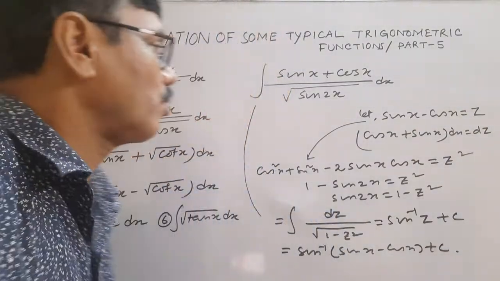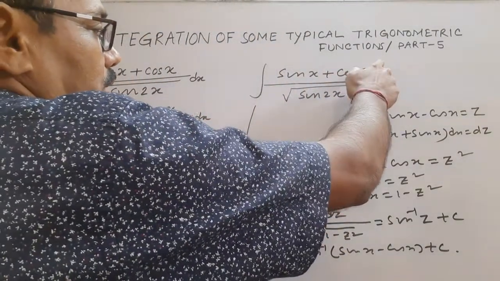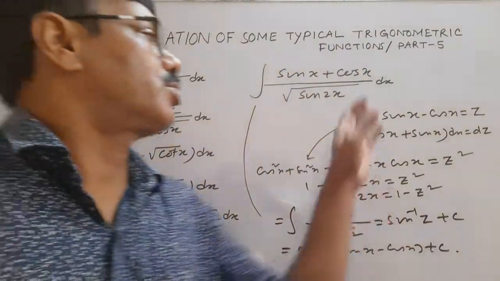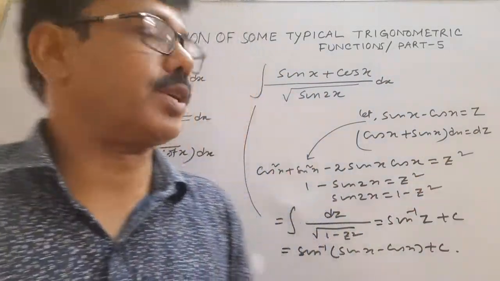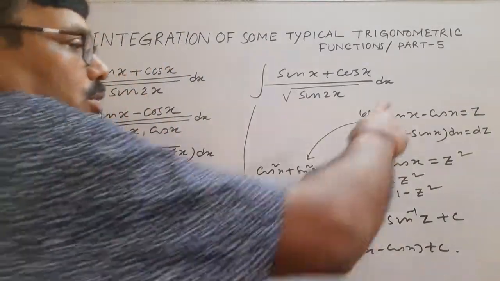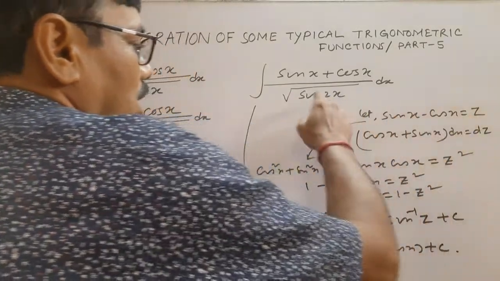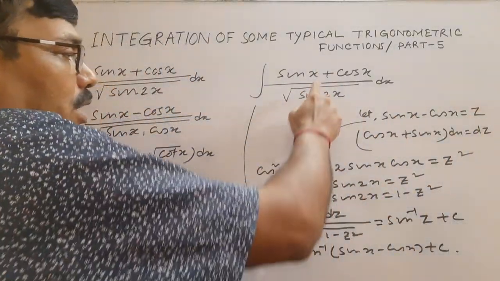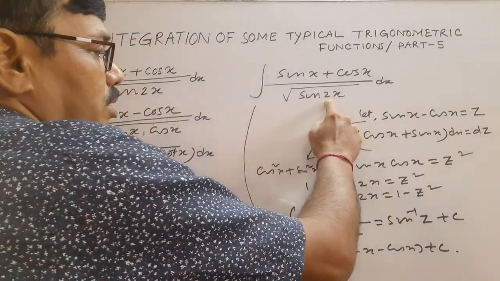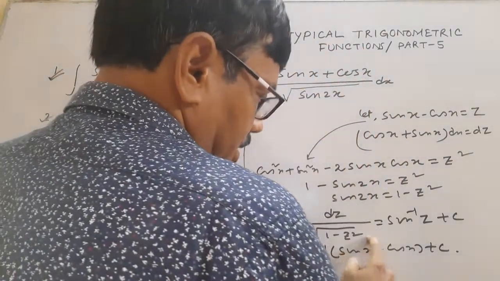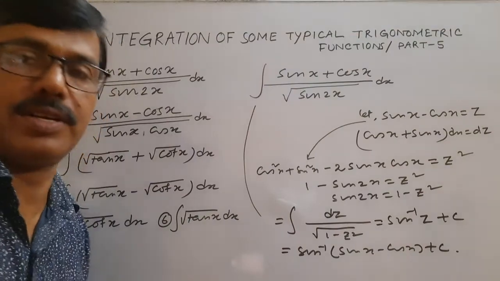Look, sin x plus cos x, our main aim is to get sin x plus cos x. So we are putting sin x minus cos x equals z. Now the second step, you have to express sin 2x in terms of z. So put it in standard form and you get the result.